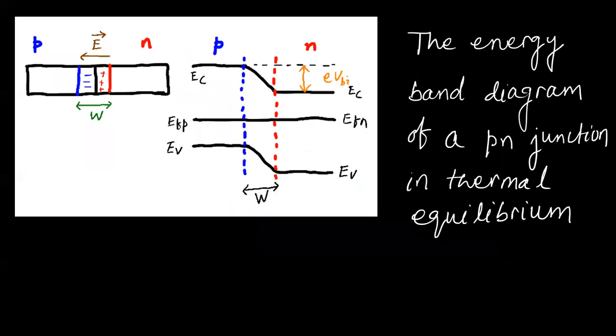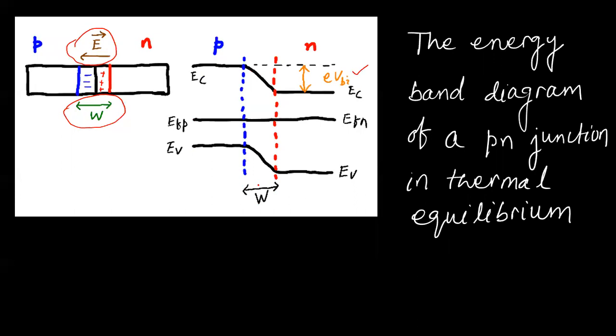Let us now move to this particular diagram, which is for thermal equilibrium. The PN junction is in thermal equilibrium. In thermal equilibrium, we have the space charge width. We have already calculated the space charge width considering abrupt boundaries xn and xp, and the electric field in the space charge region, that we have also calculated.